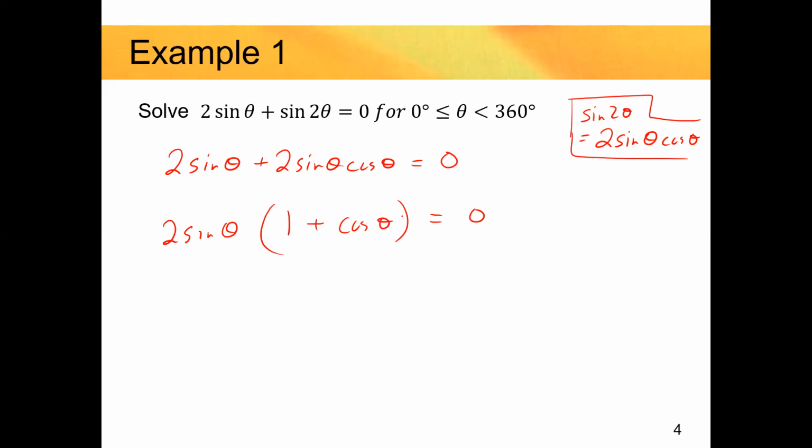Haley, all yours. Divide by the 1 plus cosine? Can't do it because we have a variable, cosine theta, inside there. But I have 2 things that are multiplying each other to give me 0. So yeah, it's the factoring rule. So 2 sine theta is equal to 0, or 1 plus cosine theta is equal to 0. Sweet, and then we'll get to solve each of them here.